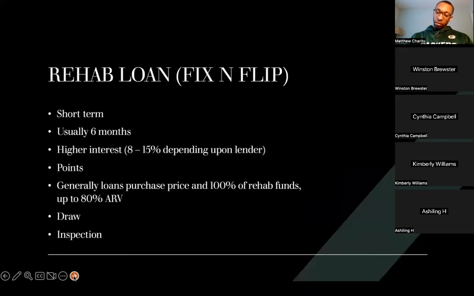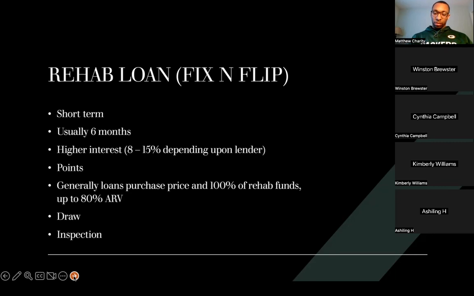Okay, then we have rehab loans, otherwise known as fix and flip loans. These are short-term loans. They are usually 6 months. There are some that go up to a year, some are 3 months, and they're higher interest. Right now, they're about 8 to 15%, depending on the lender. If you get a true hard money private lender, someone you meet at your REIA who lends money, you're going to be on the higher side of that.